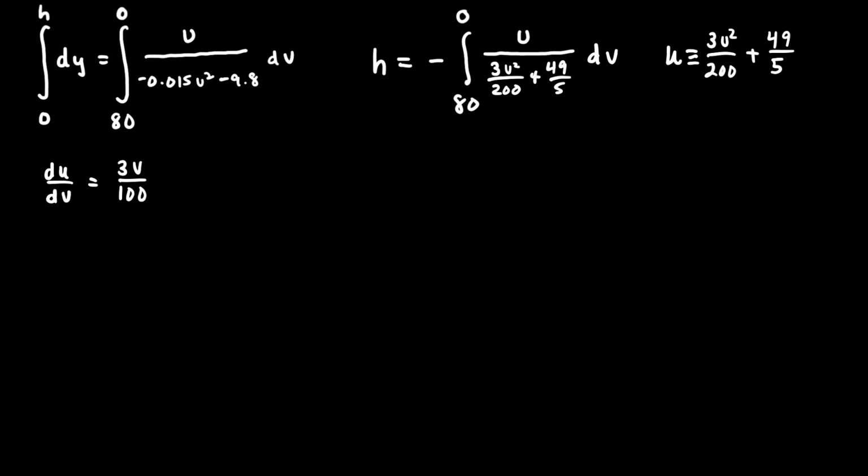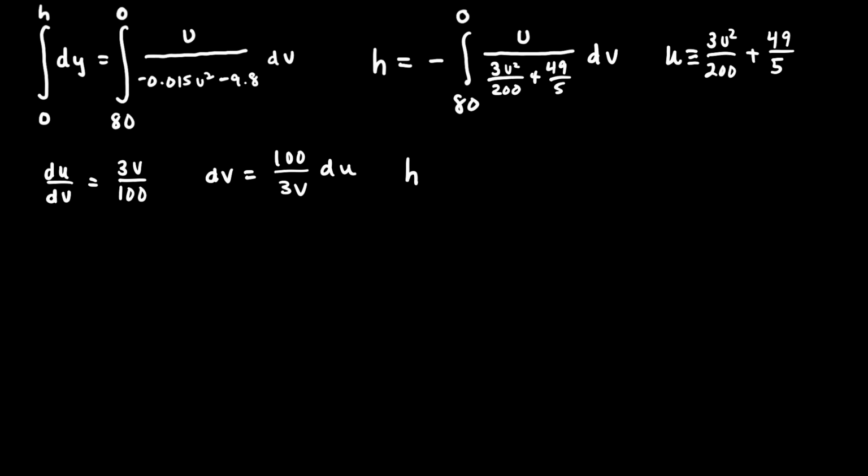And so if I rearrange this, I have dv equals 100 divided by 3v du. And remember, the reason why we take this derivative and then rearrange it is because we then plug it back into the integral in order to perform an integral with respect to u, right?